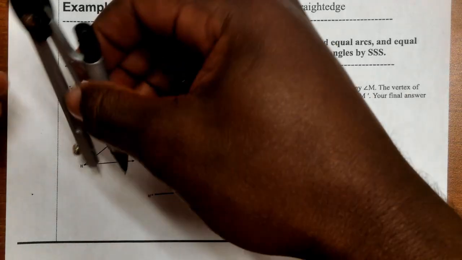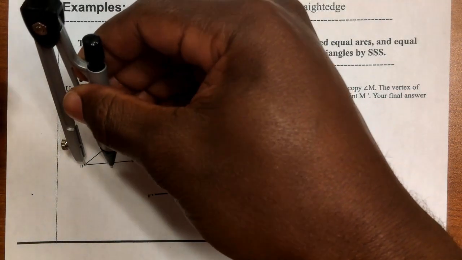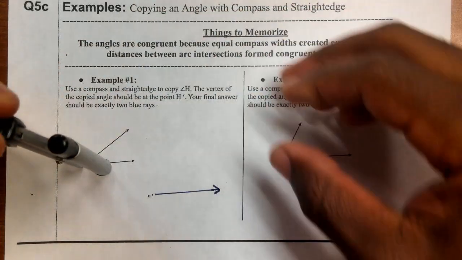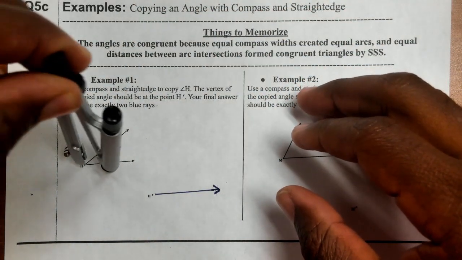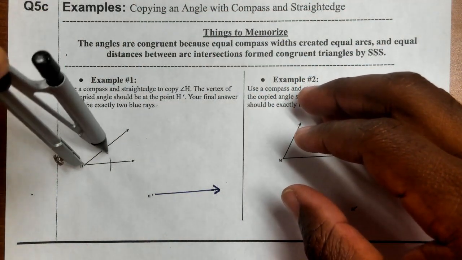Now I'm going to put my compass at point H, and I'm going to draw 2 intersecting arcs on each of the lines.